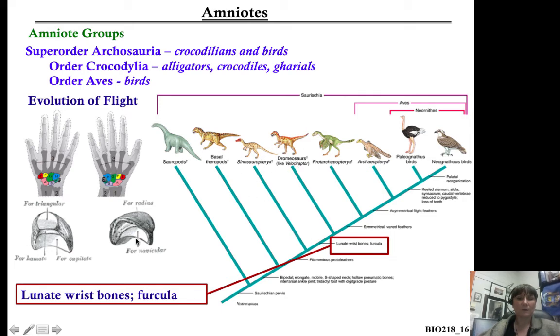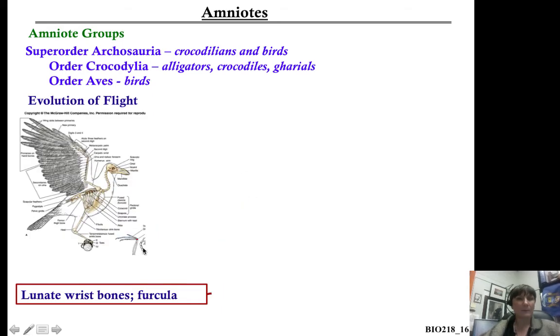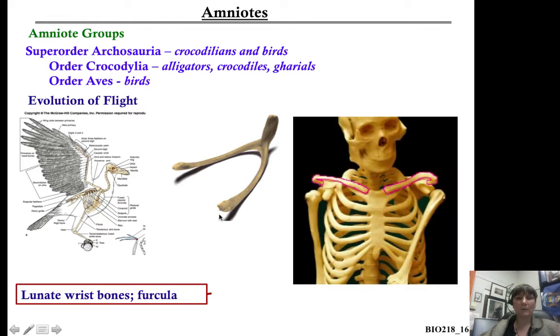Right here, with the dromaeosaurs. As for the furcula, I mentioned that earlier. That's a modified clavicle, and you know it as the wishbone. But there are some important attachments. So here's our clavicle, and here's a bird's clavicle. These are modifications for flight and have muscles attached to them that assist with flight.